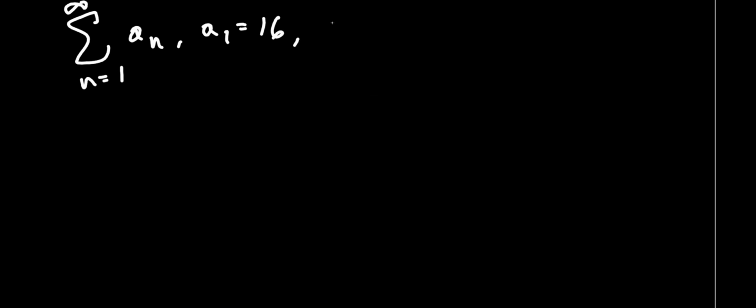Okay, so let's say we have an infinite series, the sum from n equals 1, given by a sub n. We're given that the first term in the sequence is equal to 16, and that the following is true: a sub n plus 1 over a sub n is equal to 1/2, for n greater than 1. So we want to find the sum of this infinite series. I'll give you a quick moment to find this one out.